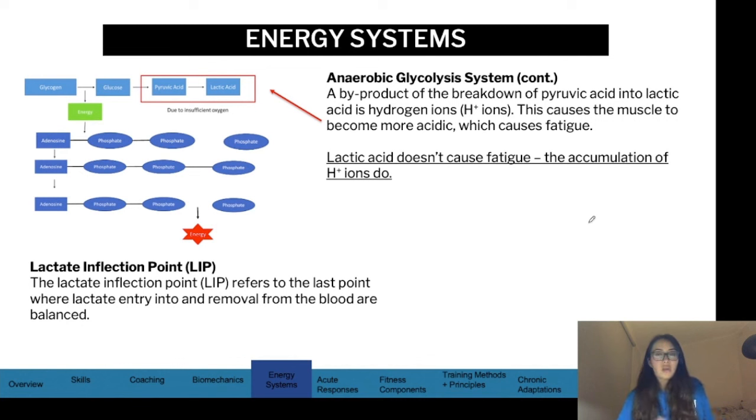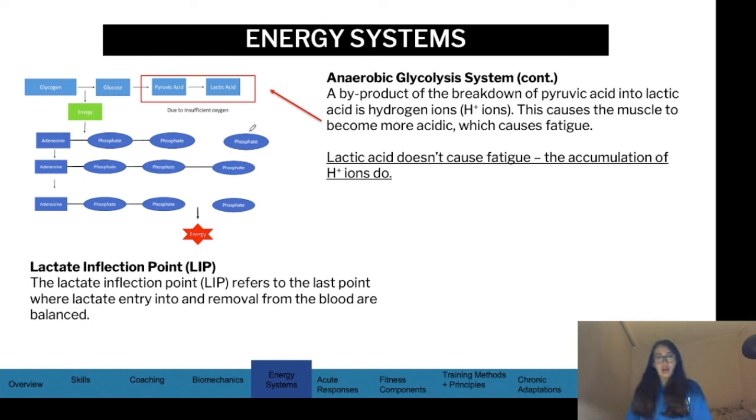So, continuing on from this, anaerobic glycolysis can produce some byproducts, which can be a bit problematic. A byproduct of the breakdown of pyruvic acid into lactic acid is hydrogen ions. And so, people think lactic acid's really bad. It's not the lactic acid itself. It's actually the hydrogen ions which are associated with the lactic acid.